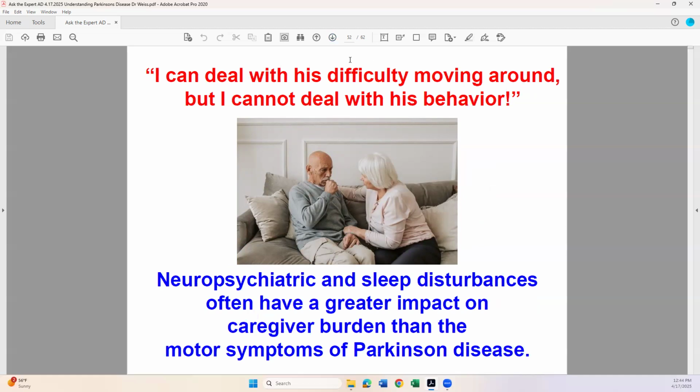So it turns out that something I hear from many care partners dealing with someone who's had Parkinson's disease for 10 or 15 or 20 years, who's having major motor problems, they'll say, gee, I can deal with his difficulty moving around, but I can't deal with his behavior. So when these psychiatric problems with severe depression or psychosis and dementia become prevalent, this is what often leads to nursing home placement in Parkinson's disease. The neuropsychiatric problems and the sleep disturbances have a tremendous impact on care partner burden, more so sometimes than the motor symptoms.